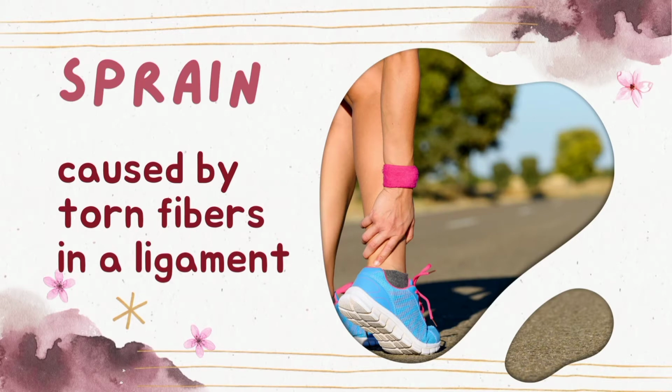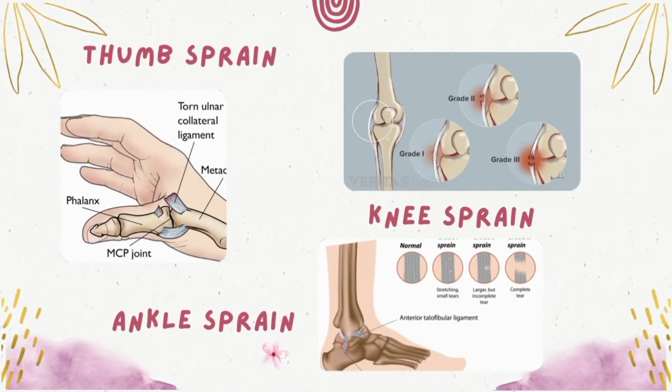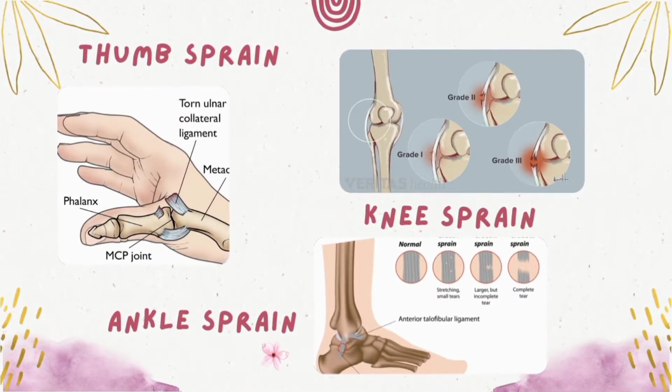Sprain. A sprain is caused by torn fibers in a ligament, or a tissue that connects bone to bone. Swelling and bruising are some signs and symptoms. The following are the types of sprain: thumb sprain, knee sprain, and ankle sprain.